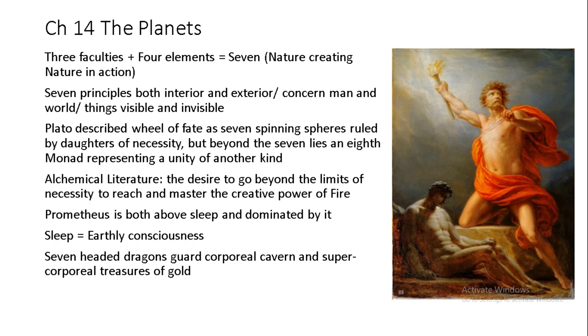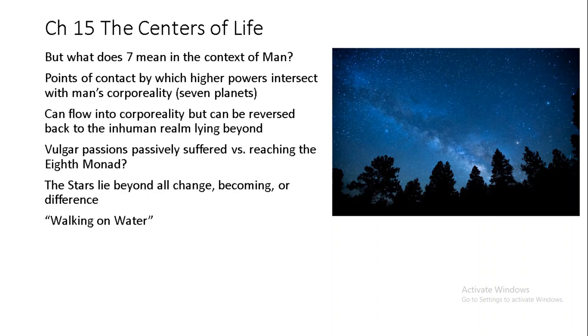So the Promethean figure is the one who is caught up not so much in two different levels of being, so much as two different modes by which being might be made phenomenally manifest. Stated in those terms, mythological images of the seven-headed dragons guarding caverns with a corporeal meaning, or treasures of gold with a supercorporeal meaning, suddenly make much more sense. In chapter 15, The Centers of Life, Evola pauses to note that we must now ask what seven might mean in the context of man himself.